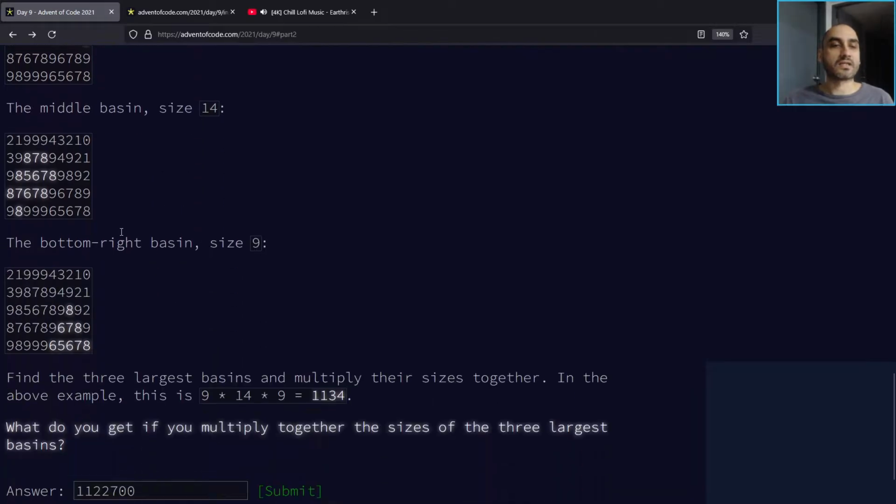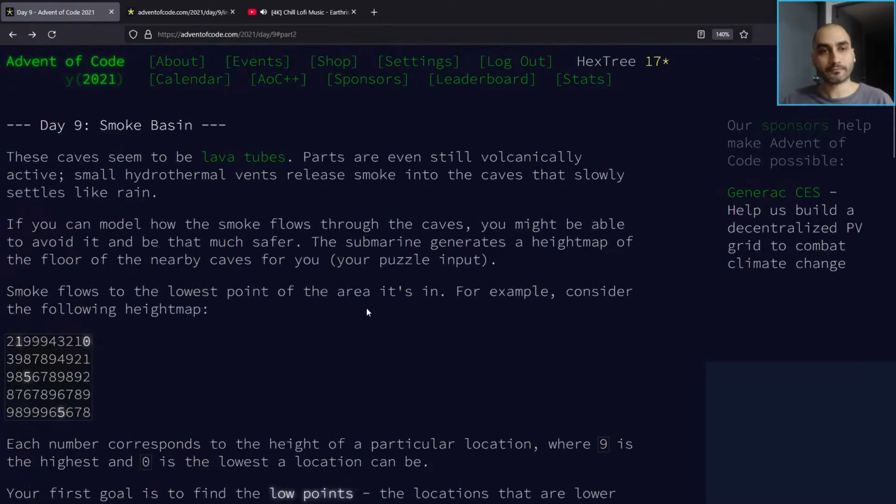I mean, this is exactly the kind of algorithm you'd use to find real basins and real contour maps of real life locations. I mean, it all comes down to this. You just have more granularity of the points, probably, but... So we've done day 9. I think we'll stop there.